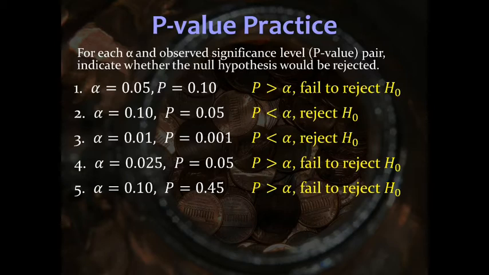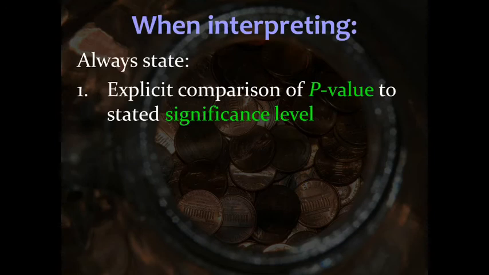You either reject the null and say you have enough evidence to say that the alternative is true, or if you fail to reject the null, you lack the evidence you need to state that the alternative is true. So when interpreting p-values, you will always state this.